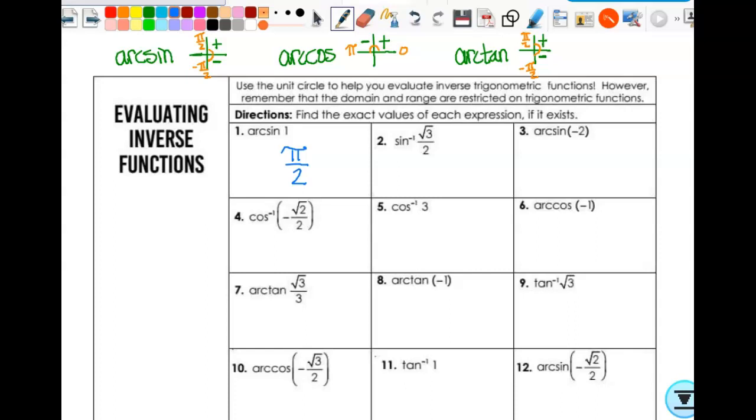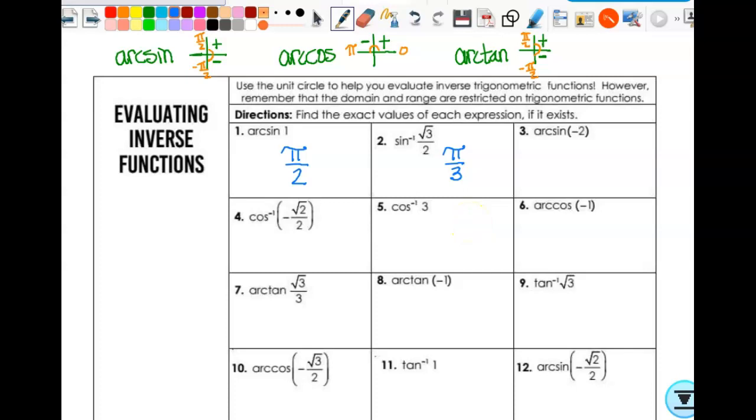The sine inverse of the square root of 3 over 2. So again, you can use the hand. So here, to make sine square root of 3 over 2, it would look like this. So what is this angle? Pi thirds. So the sine inverse of the square root of 3 over 2 is pi thirds, because the sine of pi thirds is the square root of 3 over 2. Just going in the other direction. It's like doing division instead of multiplication.